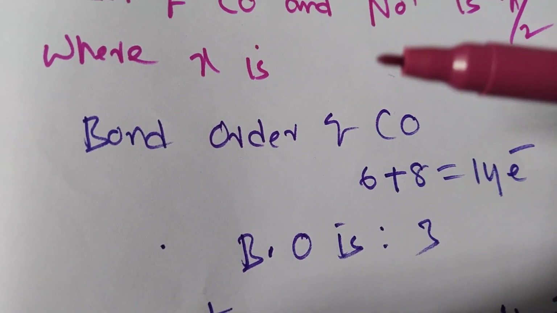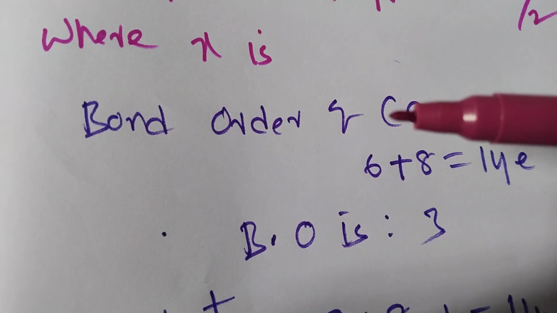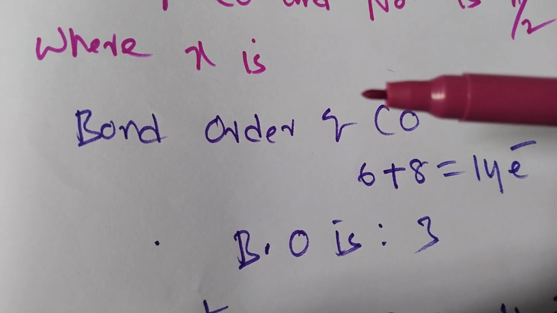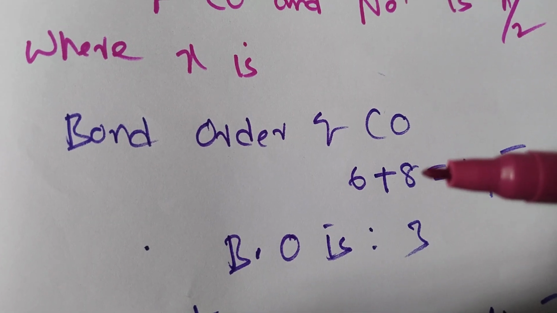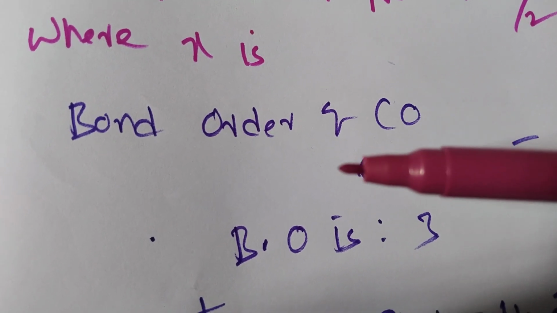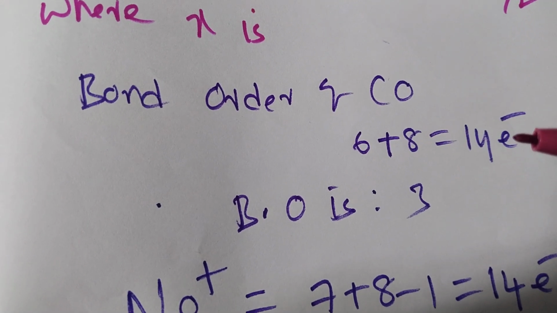First of all, we are expected to know how many electrons are present in CO. Carbon atomic number 6, oxygen 8. If you know the atomic number, we can easily say the number of electrons. 6 plus 8, 14 electrons are there.